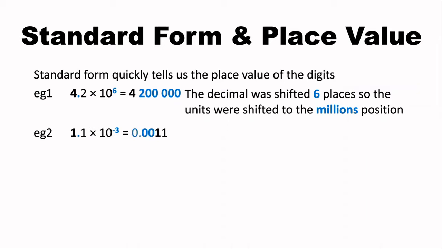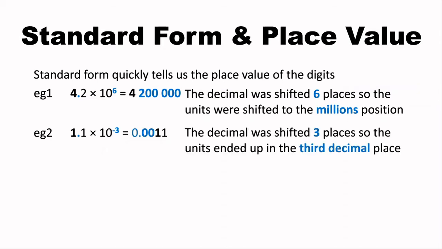Similarly, when we've got negative indices, the decimal place is shifted again, but this time my number is getting smaller. Since the decimal was shifted 3 places to the left, the 1 that was in the units position ends up in the 3rd decimal place. That's 1, 2, 3 digits after the decimal point.